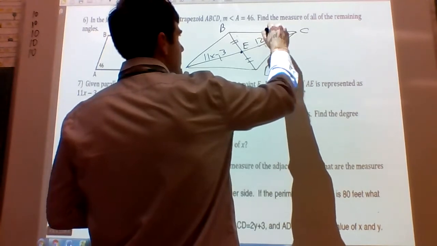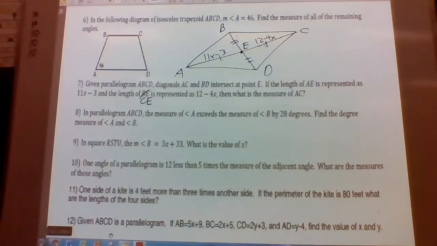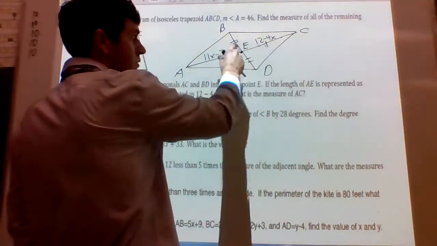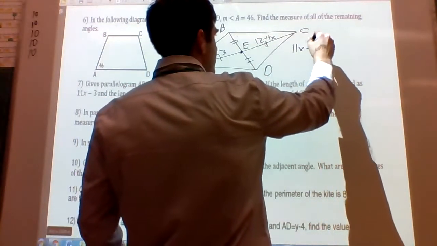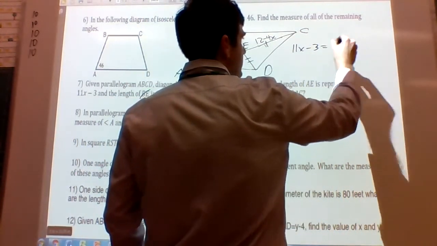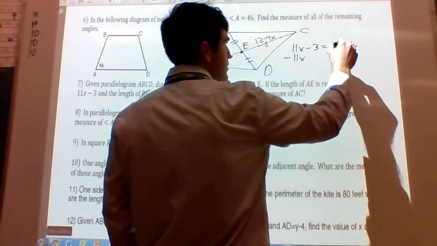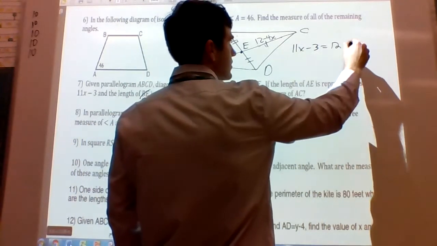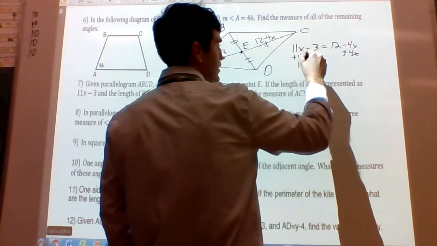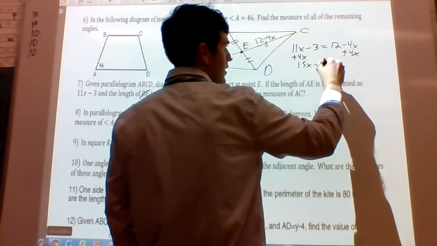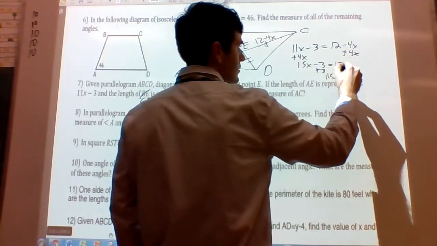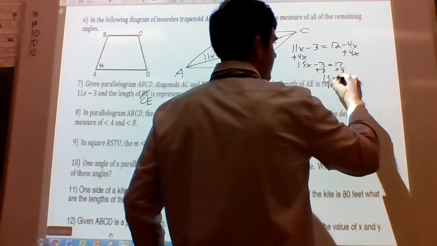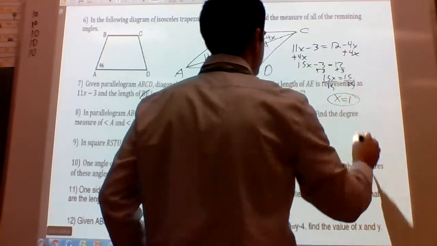Sorry guys, I didn't catch that. So we know the diagonals bisect each other. So we know AE is congruent to EC. So 11x minus 3 is going to equal 12 minus 4x. Subtract 11x. Wait, what? Let's add 4x. We get 15x minus 3 is 12. Add 3, 15x equals 15. Divide by 15, and we get x equals 1.